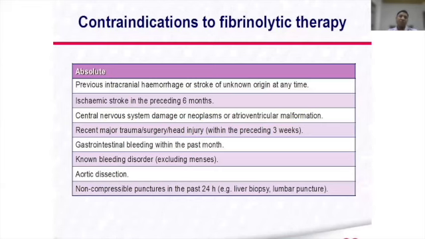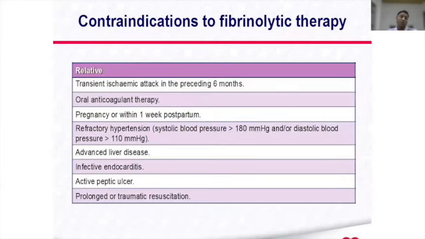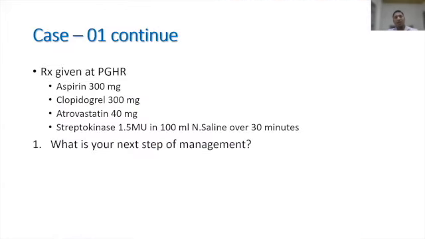What are the absolute contraindications for medical thrombolysis and what are the relative contraindications? So in Ratnapura, they were given aspirin, clopidogrel bolus doses, followed by statins and streptokinase, which was available in 2016, right? Not this era. So what is your next step of management?